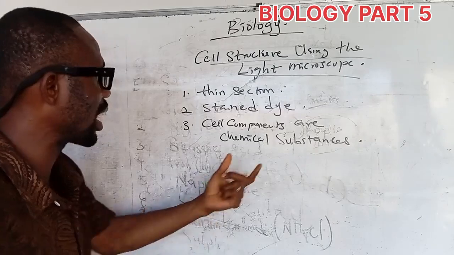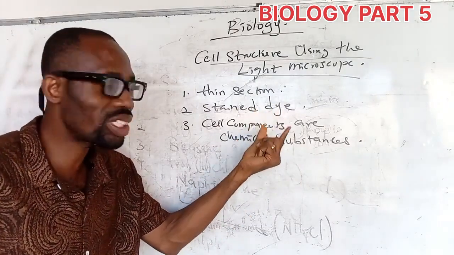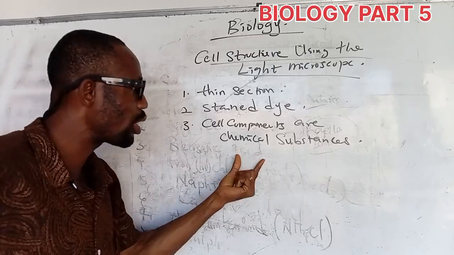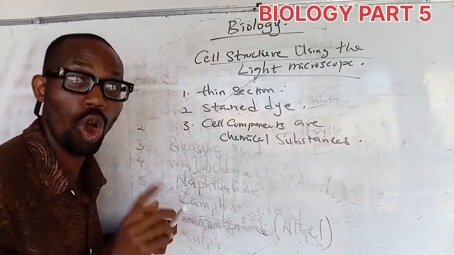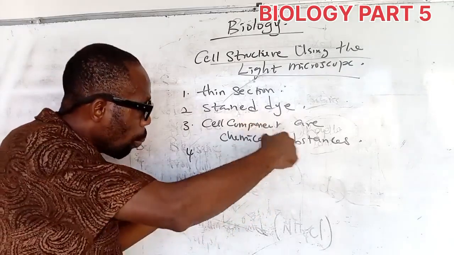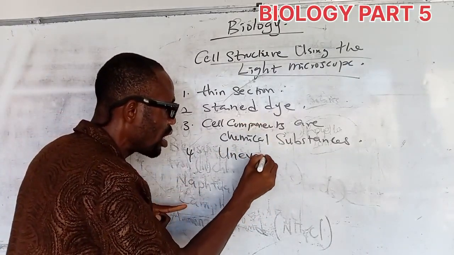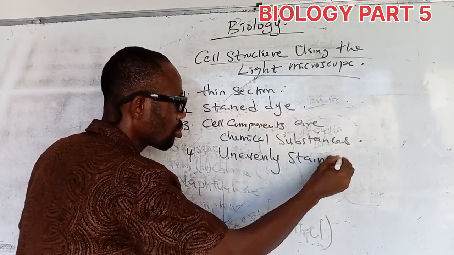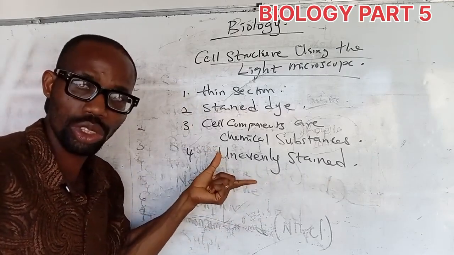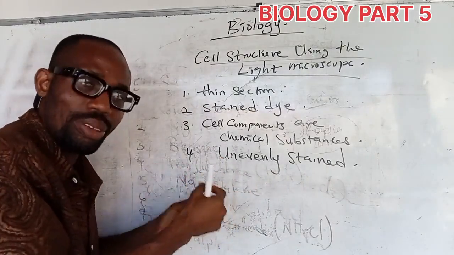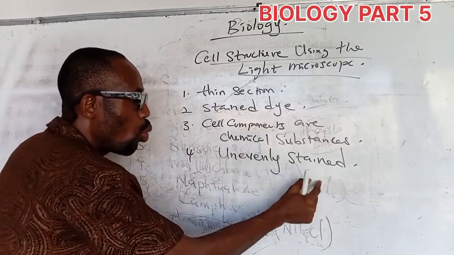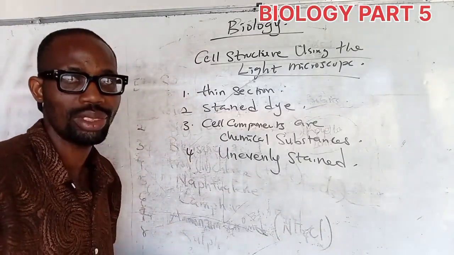So these chemical substances can absorb this dye, such that the dye will not be unevenly distributed or unevenly stained on the cell component. With the dye on those structures in the light microscope, it will be very easy to know what they look like in terms of shape or form. Are you getting it now?